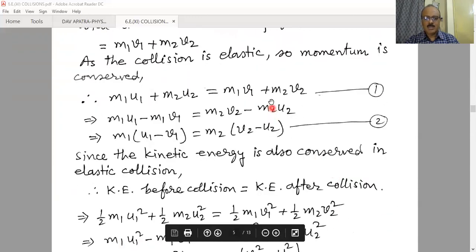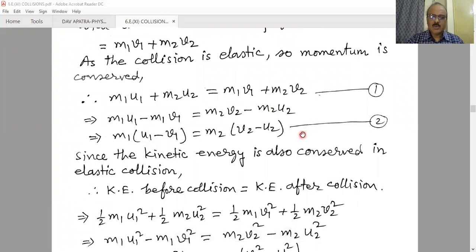And from the law of conservation, it is equation number 1. What is our target? To find v1 and v2 in terms of m1, m2, u1 and u2. There are two unknowns, and we already have two equations here. Therefore, we can easily solve. This is the basic rule of algebra: the number of unknowns and the number of equations should be the same.